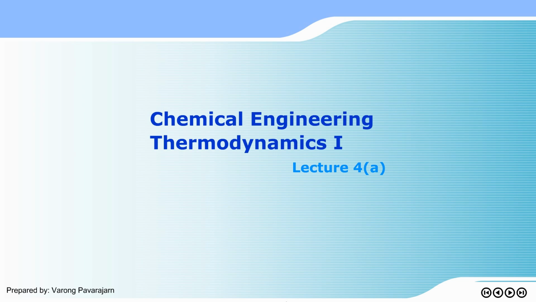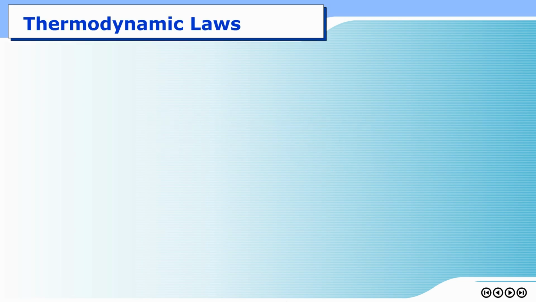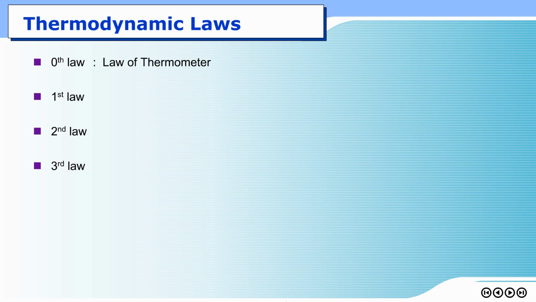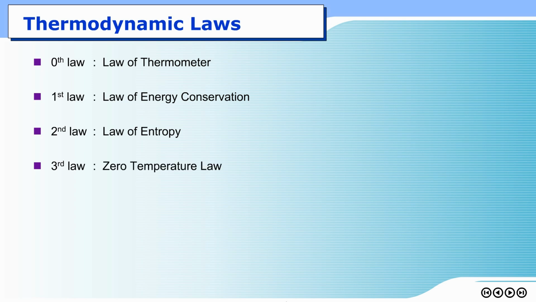It's time to go on to another law of thermodynamics. In a big picture, there are 4 laws of thermodynamics itself. The very first law is called the zero law, then first law, second law, and third law, respectively. The zero law of thermodynamics is basically what we call the law of thermometer. The first law is the law of energy conservation, and then the second law, which will be explained in this lecture, is called the law of entropy, and the third law is the zero temperature law.